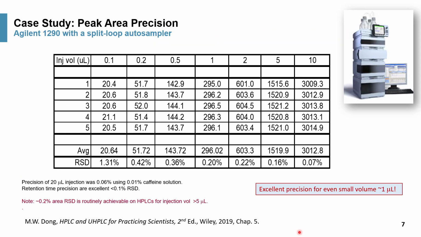A case study, peak area precision. This is using the Agilent 1290 with a split loop autosampler, which is renowned for highly precise volume precision, even at very low injection volume. Shown here is the actual data, seeing that even down to 0.2 microliter, the relative standard deviation of the precision is even better than 0.5%, which is outstanding.